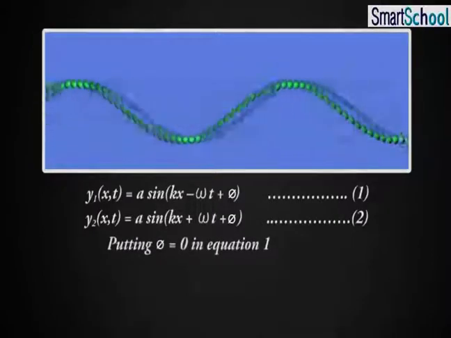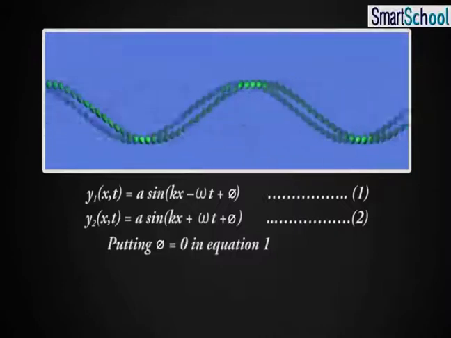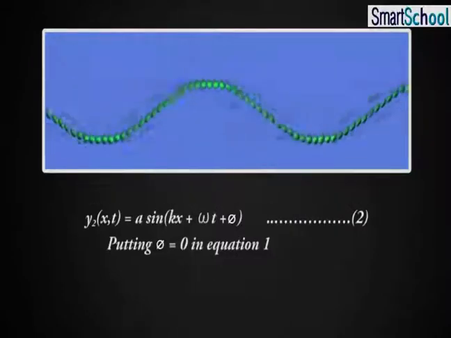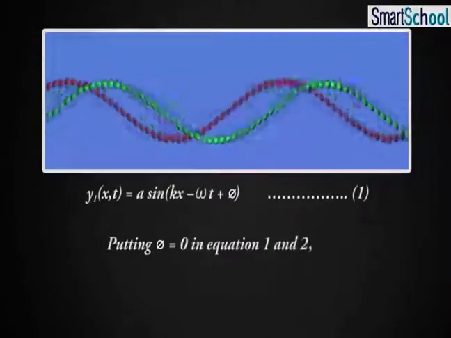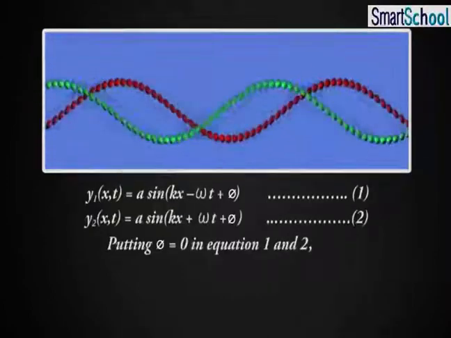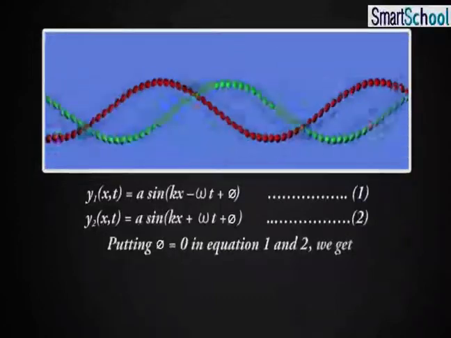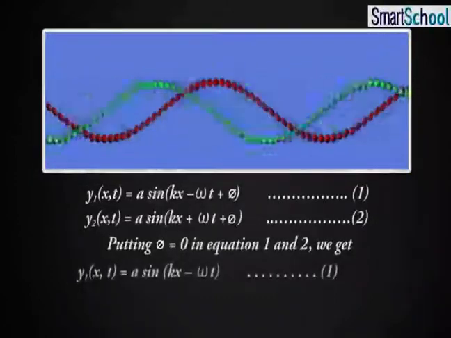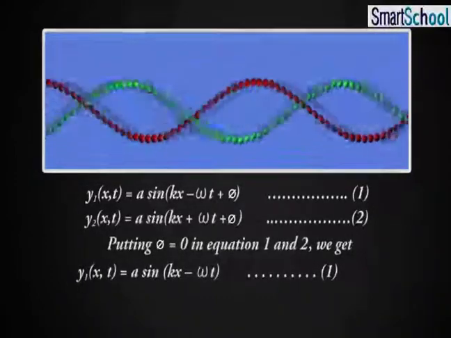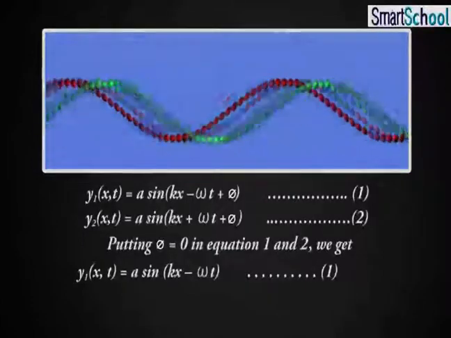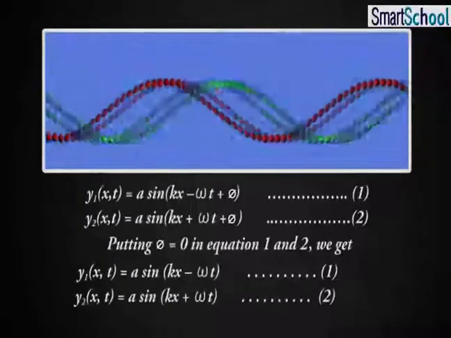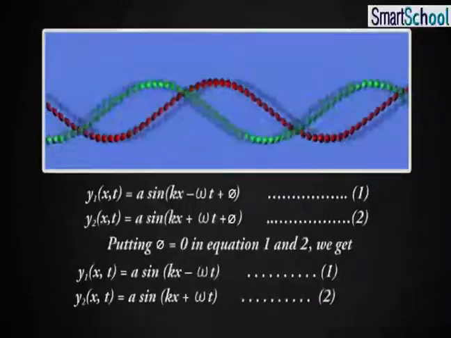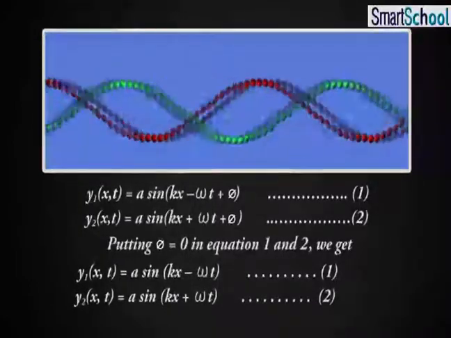Putting φ = 0 in equations 1 and 2, we get y1(x,t) = a sin(kx - ωt), y2(x,t) = a sin(kx + ωt).